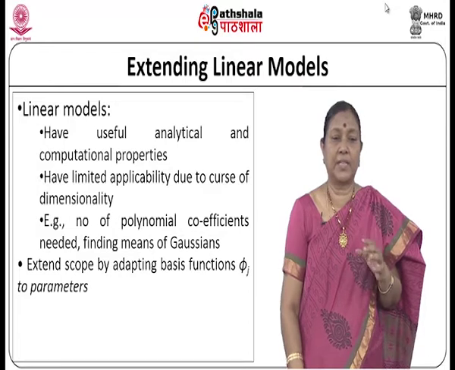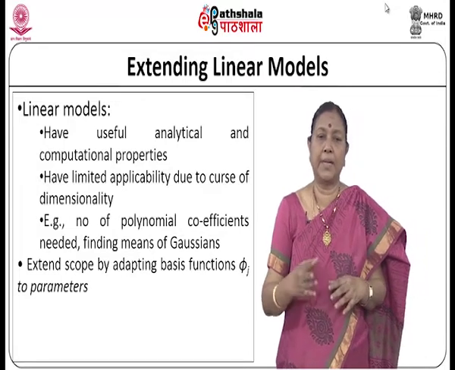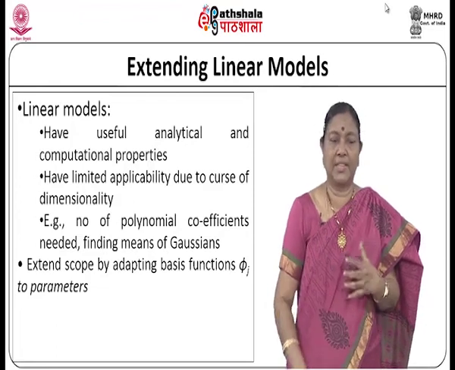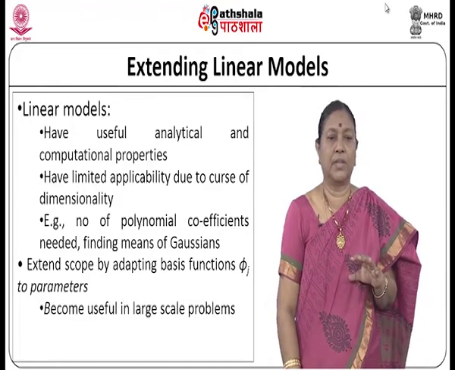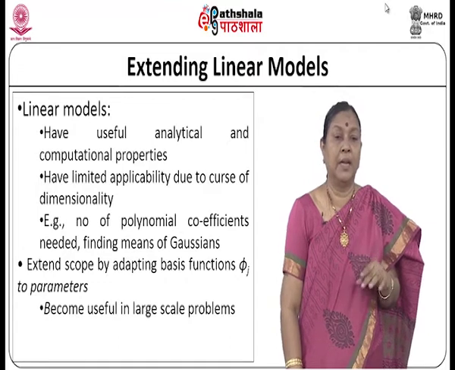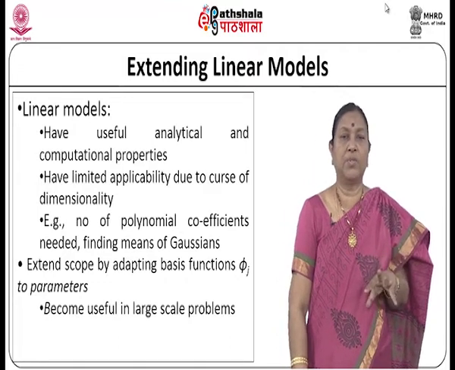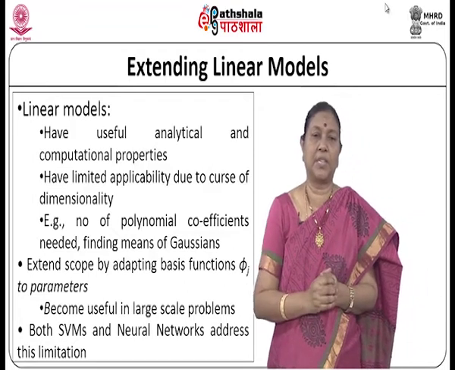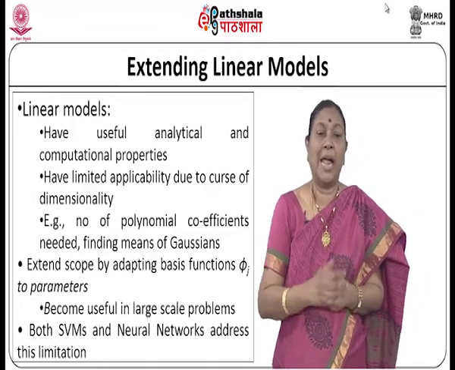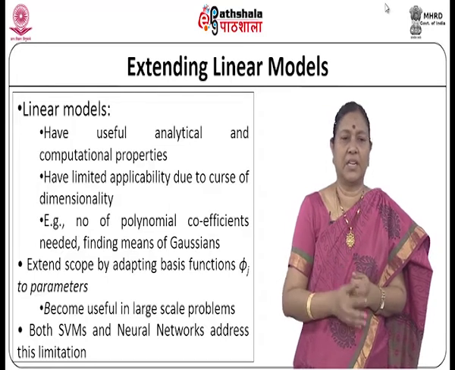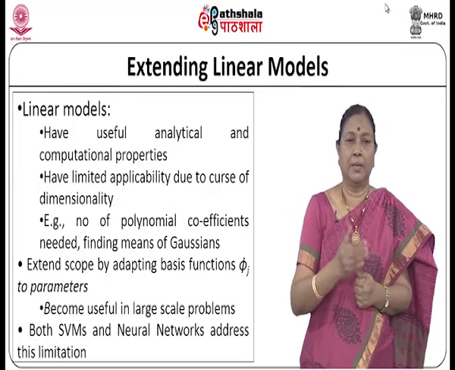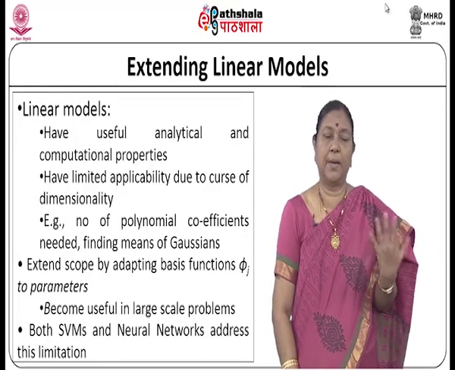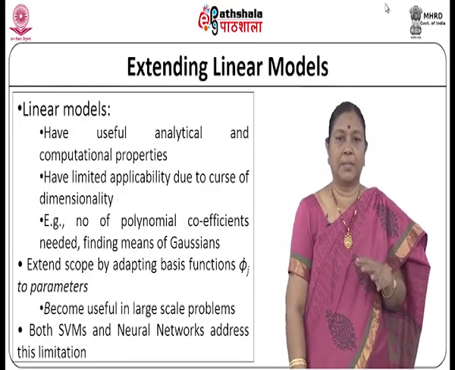So, you extend the scope by adapting basis function phi of j to parameters. Instead of using phi of j as a fixed function, you extend it to use parameters. It will become useful in large scale problems, and both SVMs, that is the support vector machines we saw in the last module, and the neural network address this limitation of the curse of dimensionality problem.